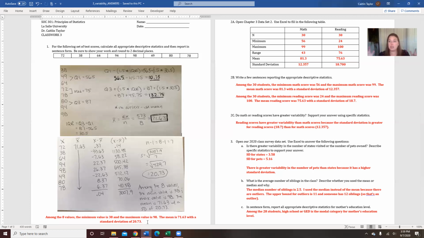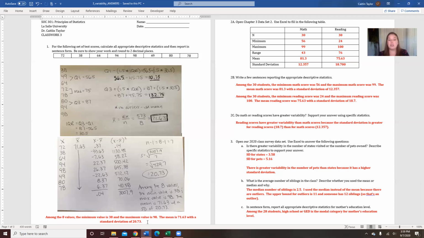Okay, I know that's a lot of steps for number 1, but this is the crux of understanding descriptive statistics, being able to get to those final reporting sentences. Okay, let's have some fun in Excel now.